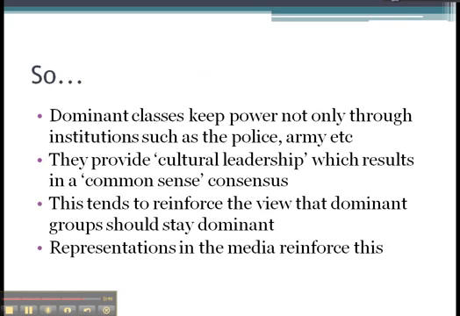So, to summarise, the point about hegemony is that Gramsci suggests dominant classes keep power not only through institutions such as the police and the army, etc., not just through force, but they provide this phrase cultural leadership, resulting in a common sense consensus that tends to reinforce the view that dominant groups should stay dominant, and that representations in the media are important in reinforcing this idea.